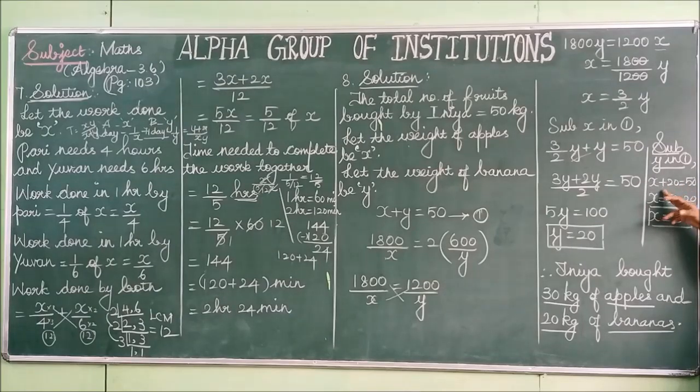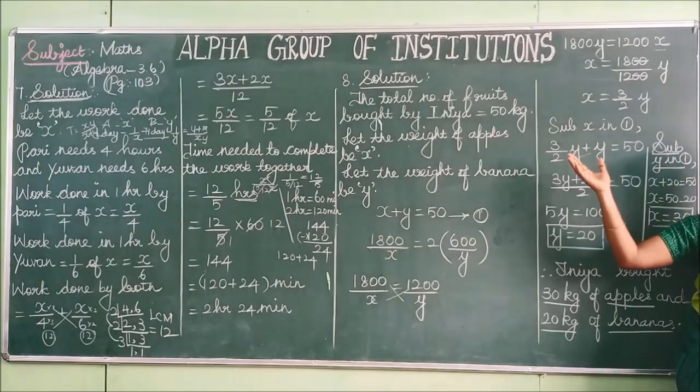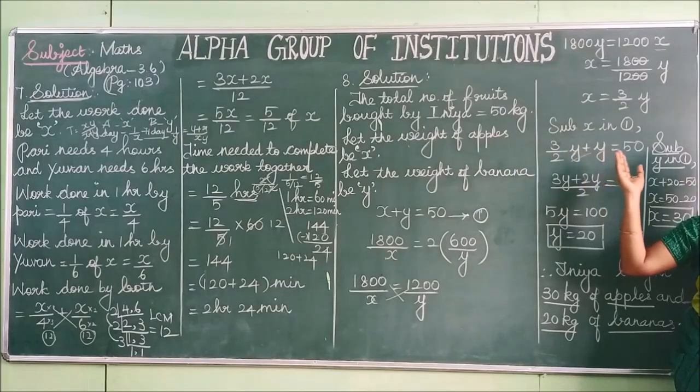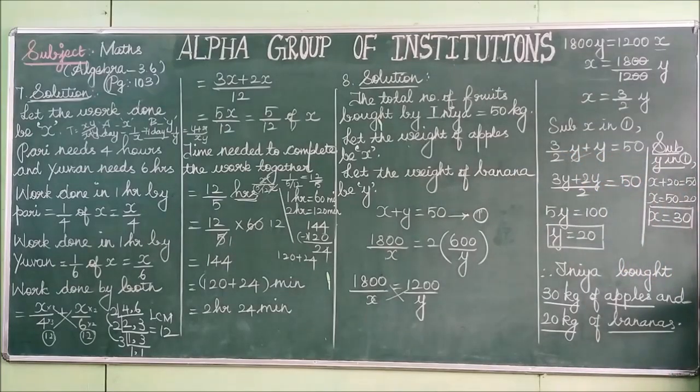So move this plus 20 to that side. Minus 20. So 50 minus 20 is 30. So x is equal to 30. What is x? x is apple, y is banana. So Inia bought 30 kgs of apple and 20 kgs of banana. Now you can add both values. 30 plus 20 kg is equal to 50 kg. So that matches the first condition, the total fruits bought by Inia, which is 50 kg. So your answer is right.